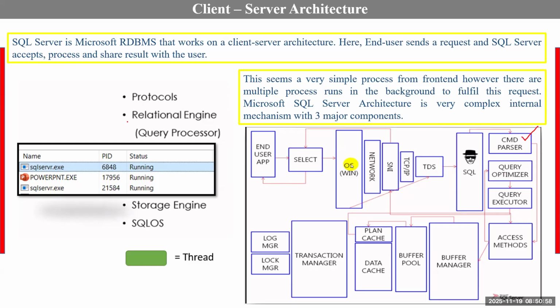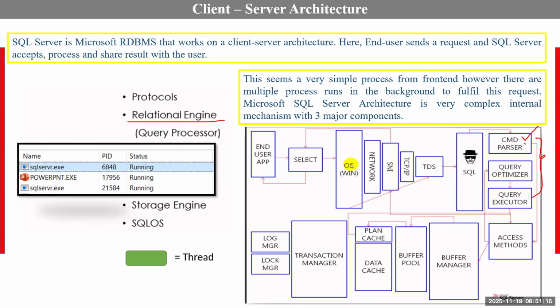In Relational Engine, you have 3 components. Very, very important. In Relational Engine, there are 3 sub-components: command parser, query optimizer, and query executor.